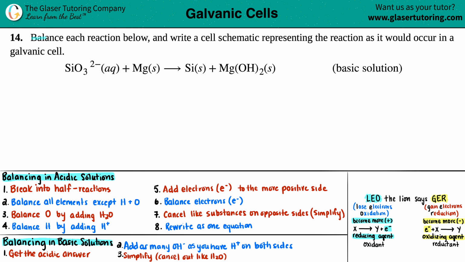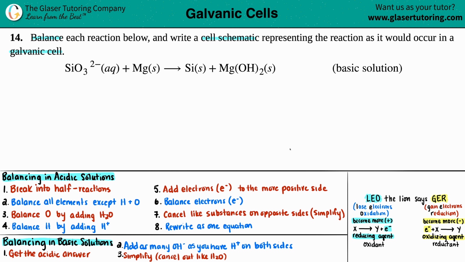14. Balance each reaction below and write a cell schematic representing the reaction as it would occur in a galvanic cell. And then we have this equation. So we have SiO3 2- aqueous plus Mg solid yields Si solid plus Mg(OH)2 solid. And they want us to balance it in a basic solution. Oh no. Well, strap in your seatbelts, ladies and gentlemen. And we're going to go for a ride.